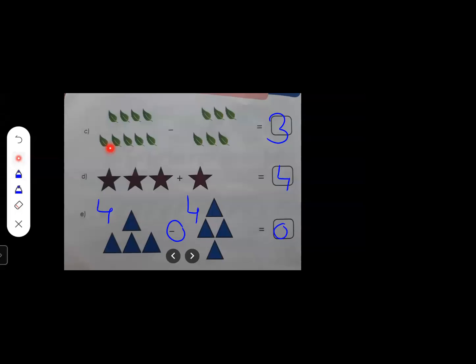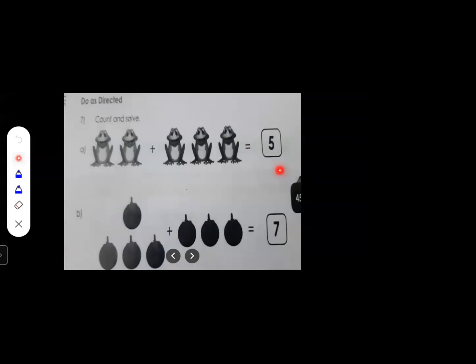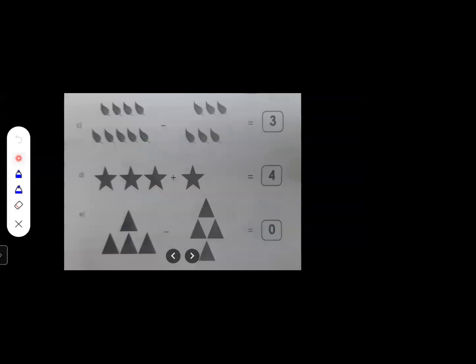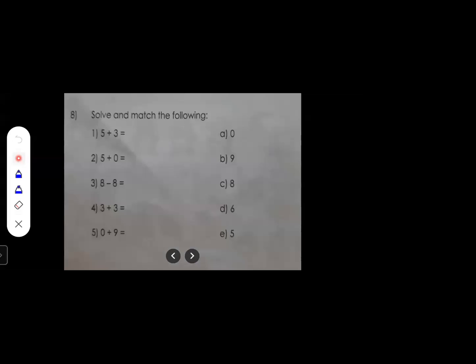Okay. So here we have counted the objects. Here we have written 5, 7, here 3, 4, 0. So here there are how many leaves left? 3 leaves left. Here altogether there are 4 stars. And over here 0 triangles left. Okay. Now let's move further. What are we going to learn now? Match the following.